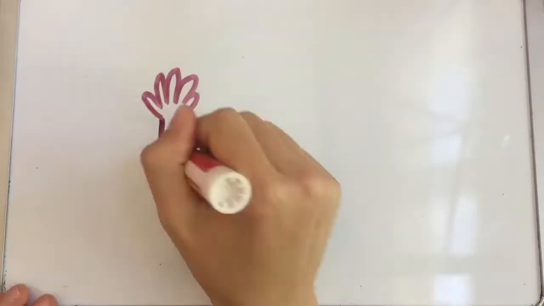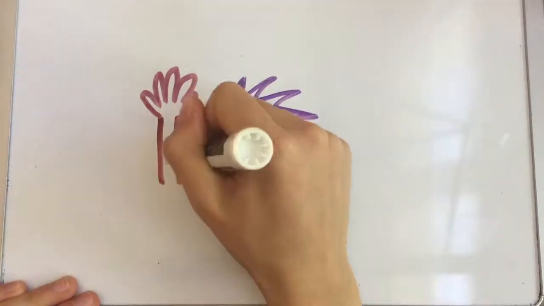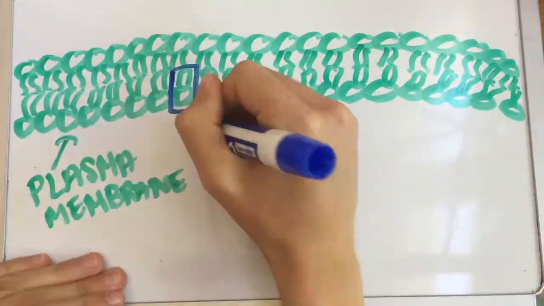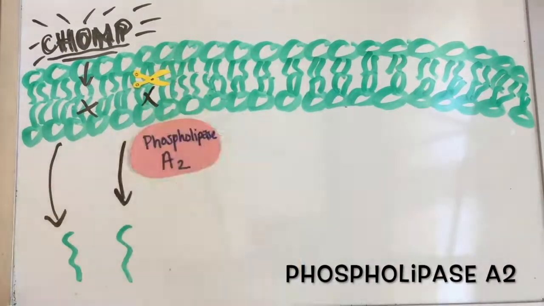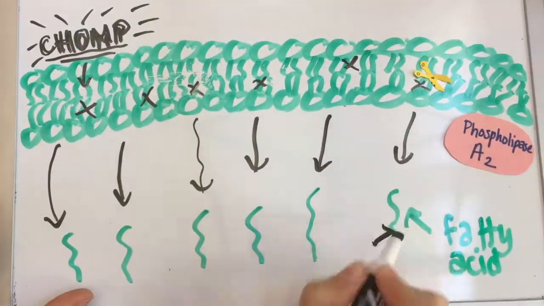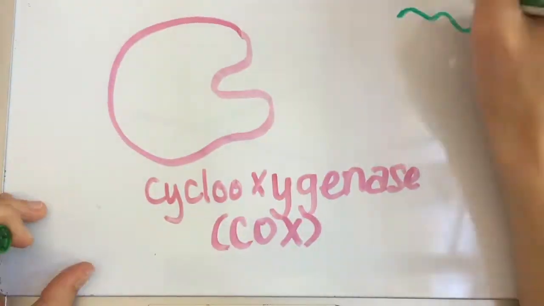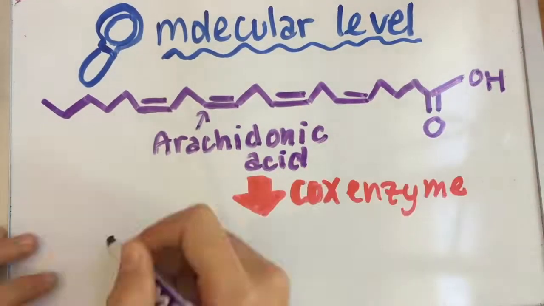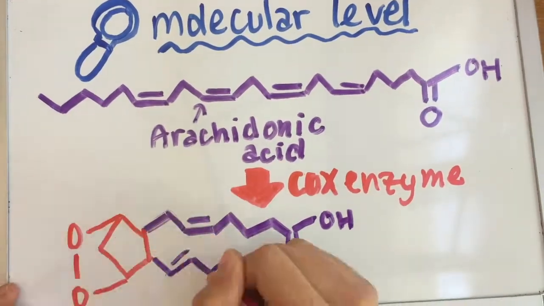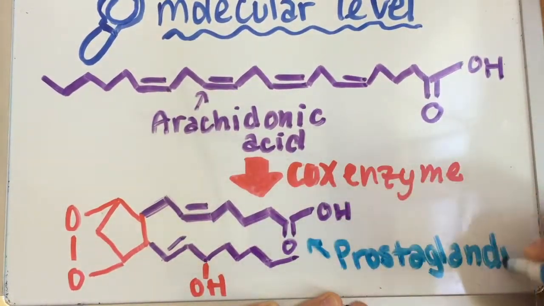Wondering why aspirin is needed in the first place? Well, when there is tissue damage, fatty acids that contain arachidonic acid are cut off from the plasma membrane by an enzyme called phospholipase A2. Then, an enzyme called cyclooxygenase, or COX for short, creates a ring in arachidonic acid, the substrate, and adds oxygens to form prostaglandins, the product.